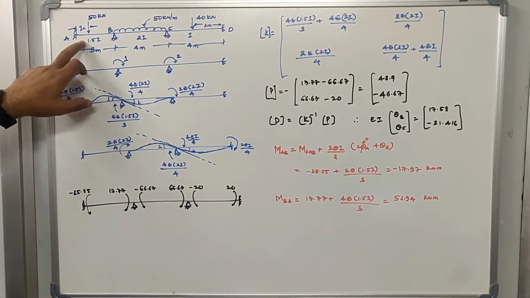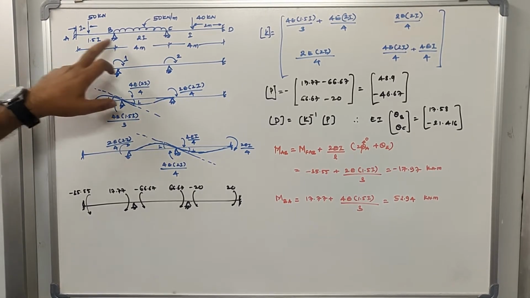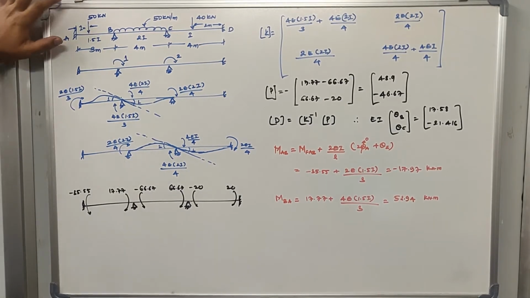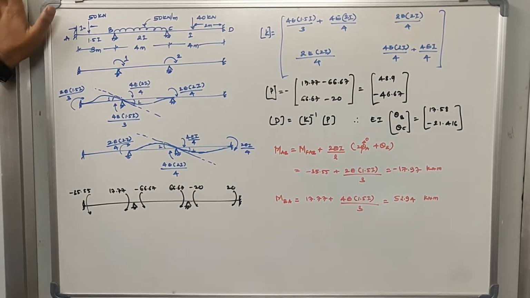Also, let us look into the I section. Here the moment of inertia is 1.5 times I, here it is 2I, and here it is I only. We have solved the same continuous beam using Kani's method also. So what we can do is solve this by the stiffness method and verify the solutions with the Kani's method that we had solved.